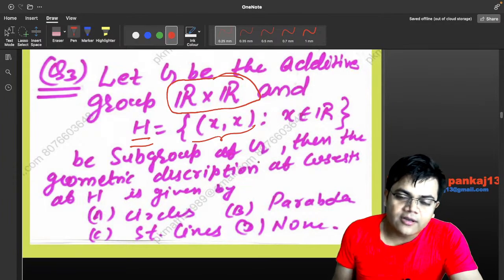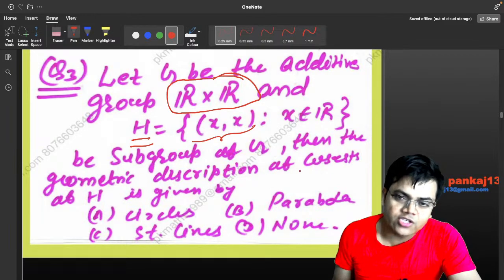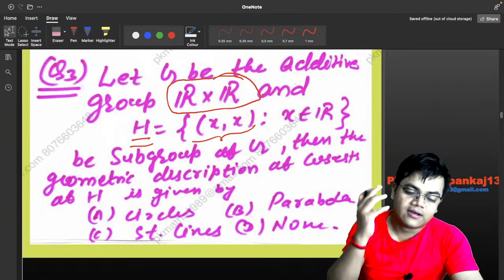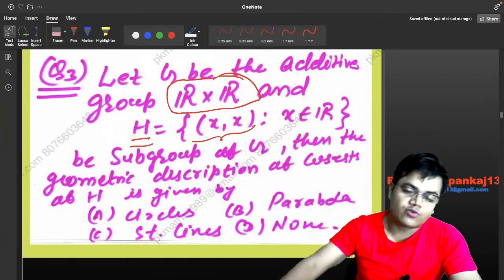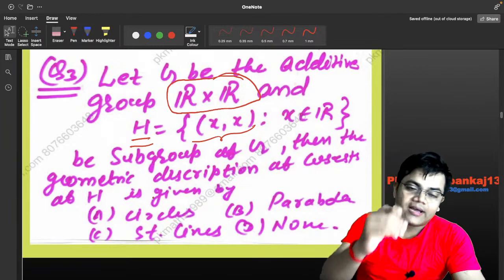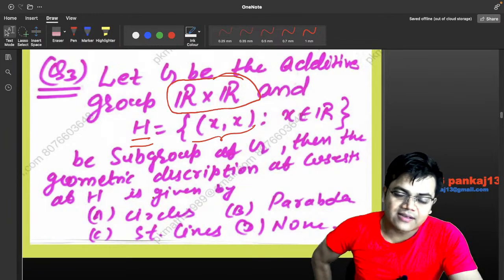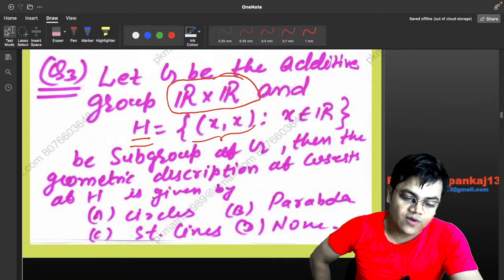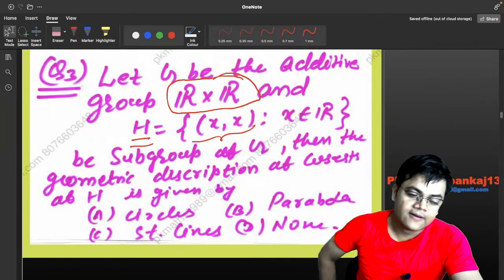Let H be a subgroup of Z, then the geometric description of cosets of H is given by what? In the previous question you had seen the circles, and now in the options you can see circles, parabolas, straight lines, and none of these. What would you like to say about it?